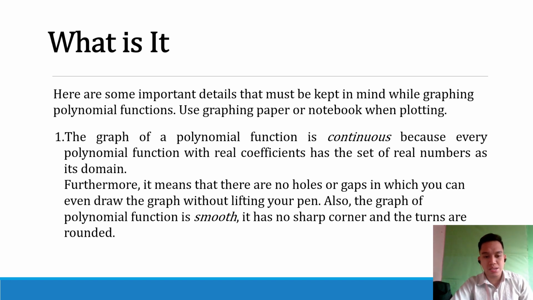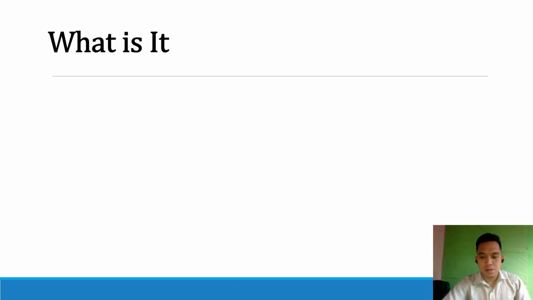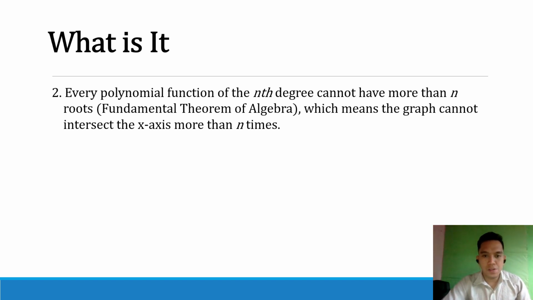Furthermore, it means that there are no holes or gaps, and you can even draw the graph without lifting your pen. Also, the graph of a polynomial function is smooth. It has no sharp corner and the turns are rounded. Number 2, every polynomial function of the nth degree cannot have more than n roots. That is the fundamental theorem of algebra, which means the graph cannot intersect the x-axis more than n times.